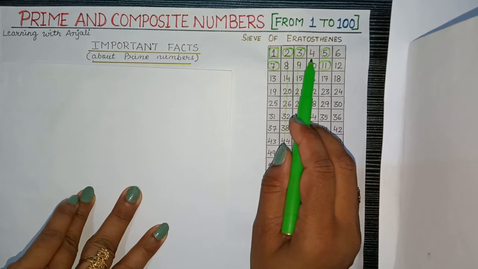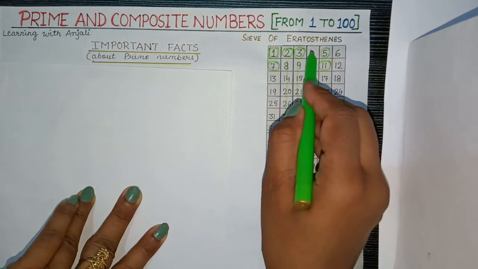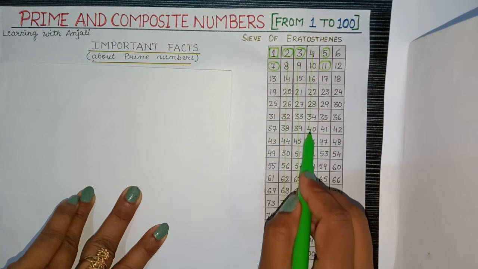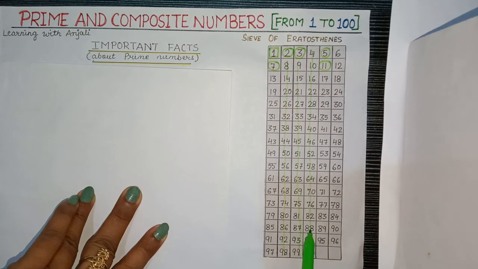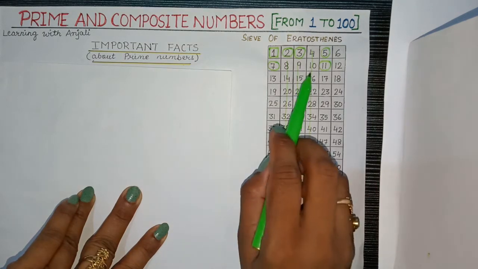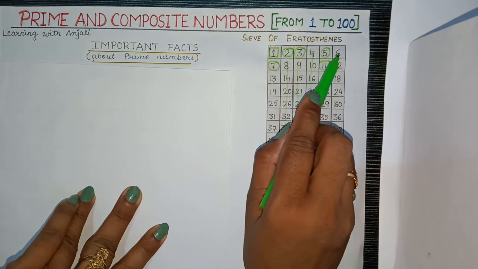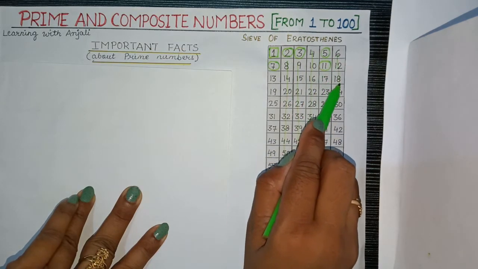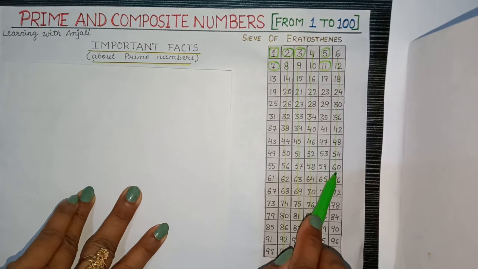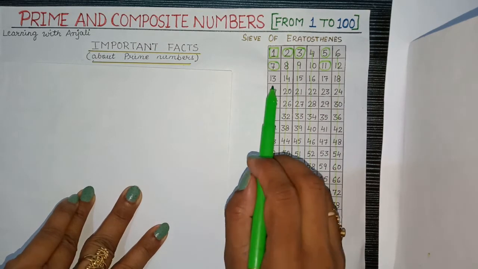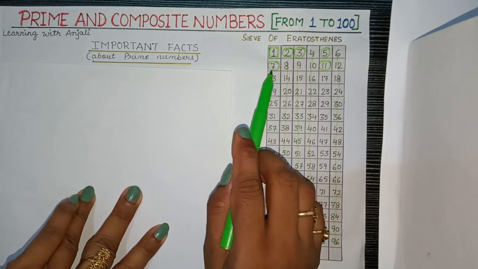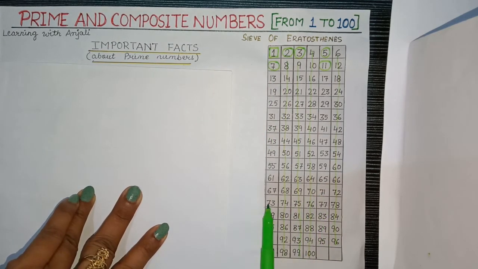Now in this row 4, the whole row of 4 is cut. Now in the row of 5 let us remain this, and in this 6 this whole row is a composite number. Okay. Now see here. So we get only 2 rows from which we get the prime numbers.